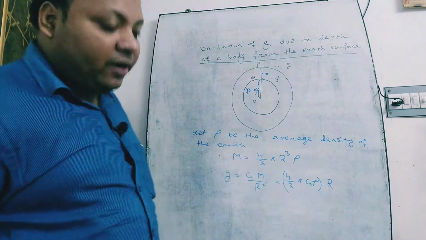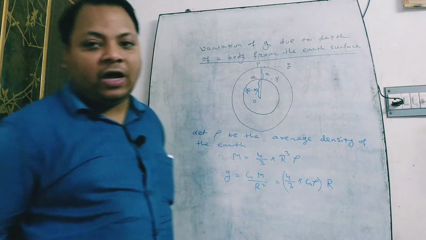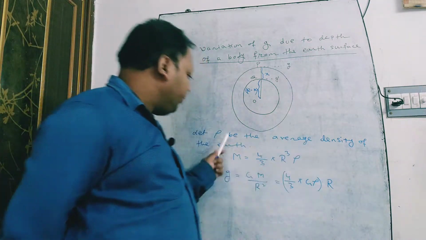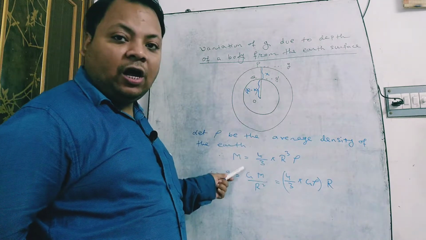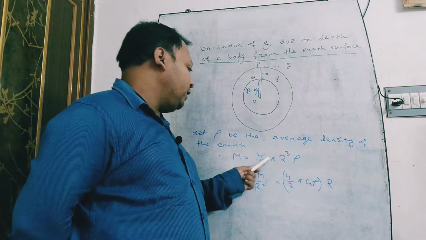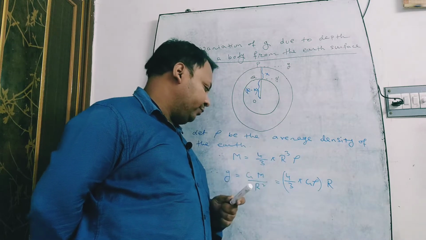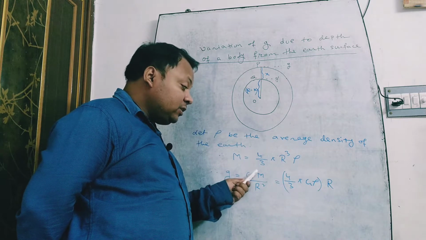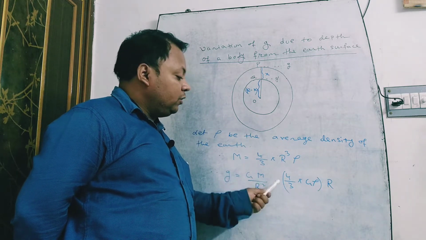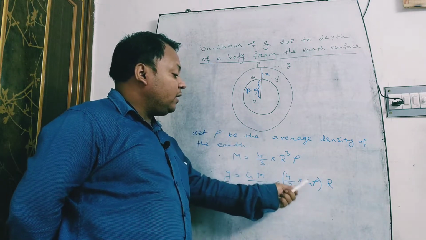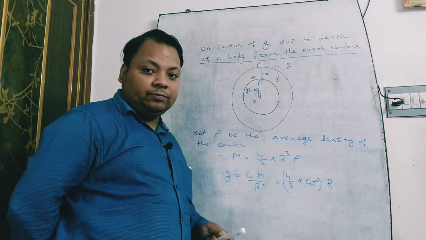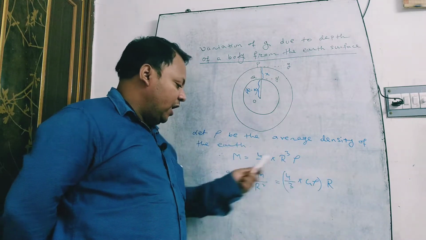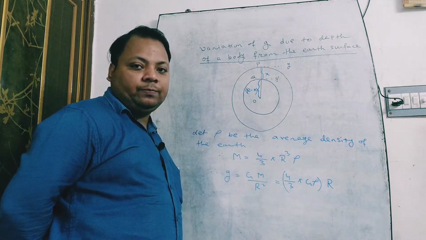Next, the relation between the average density of the Earth and small g. Let rho be the average density of the Earth. Therefore, the mass of the Earth, capital M, is equal to 4 by 3 pi capital R cube into rho. Therefore, acceleration due to gravity small g is equal to capital G capital M by R square. This is equal to 4 by 3 pi capital G rho into capital R. This is the relation between the average density and acceleration due to gravity of the Earth.